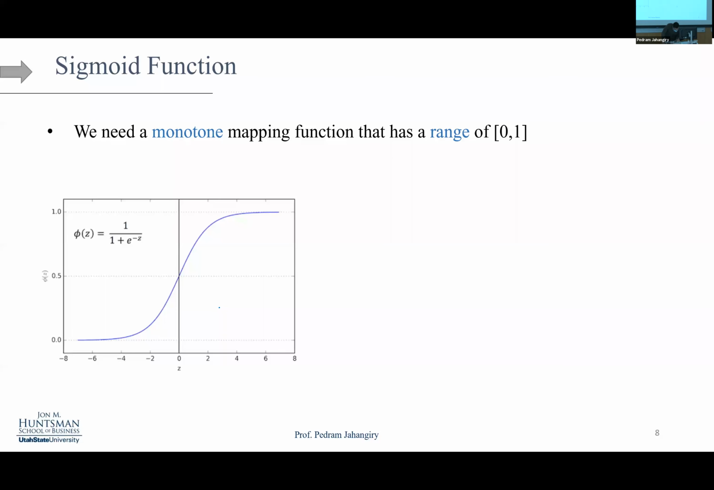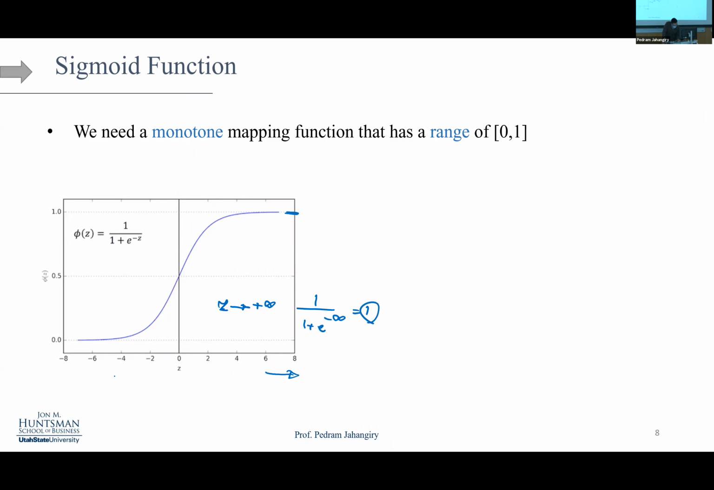So if z goes to positive infinity, what do I have? 1 divided by 1 plus e to the power of minus infinity. So what do I get? What is e to the power of minus infinity? 0. So 1 divided by 1, it's 1. So if z goes to infinity, I will converge to 1. Does everyone see that?